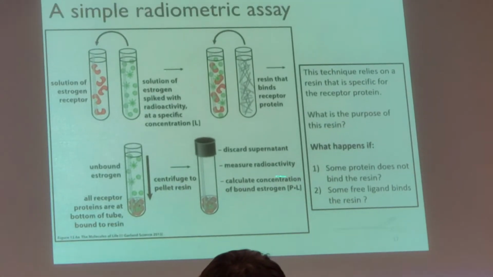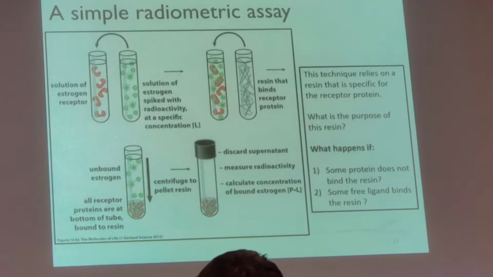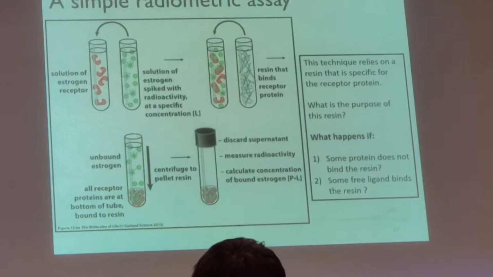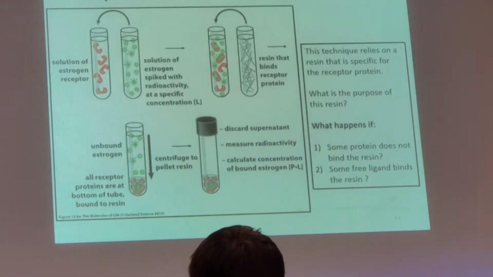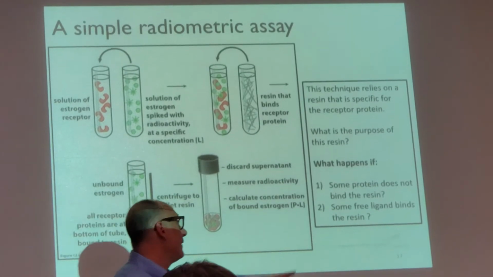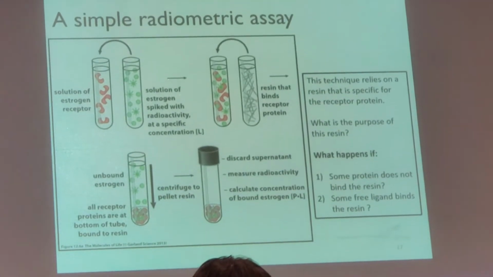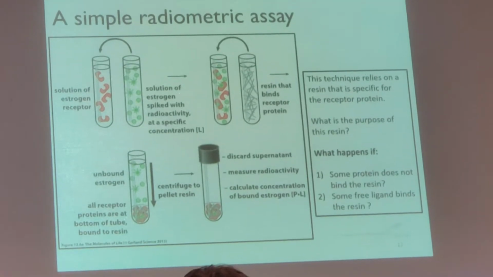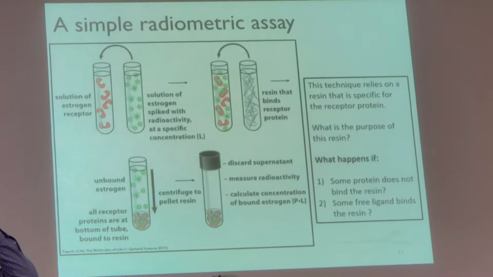If some of the free ligand, so we also have to consider the potential pitfalls. If some of this protein doesn't bind the resin, is that okay, or would that lead to false measurements? If some of my free ligand binds the resin directly, that's also problematic, because this no longer becomes a really good, specific readout of my protein ligand complex.